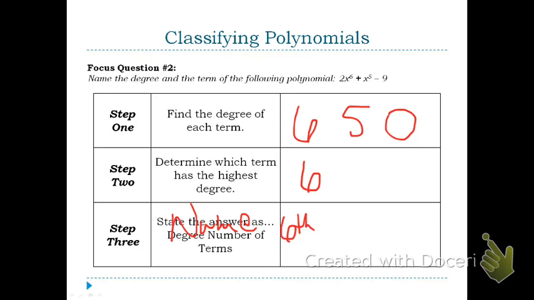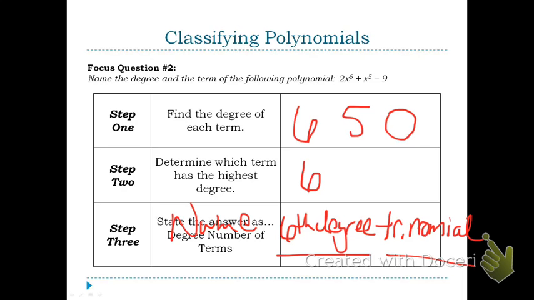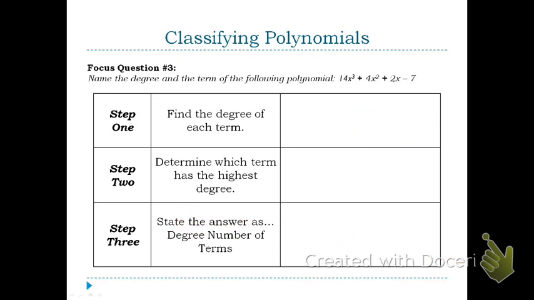6th degree. And what's the second part of the name? Trinomial. Sixth-degree trinomial. So when you name a polynomial, it's a 2-part name. The first part is the degree name, the second part is the number of terms that's located in the expression. Go ahead and do the next one on your own and then check it with the recording.